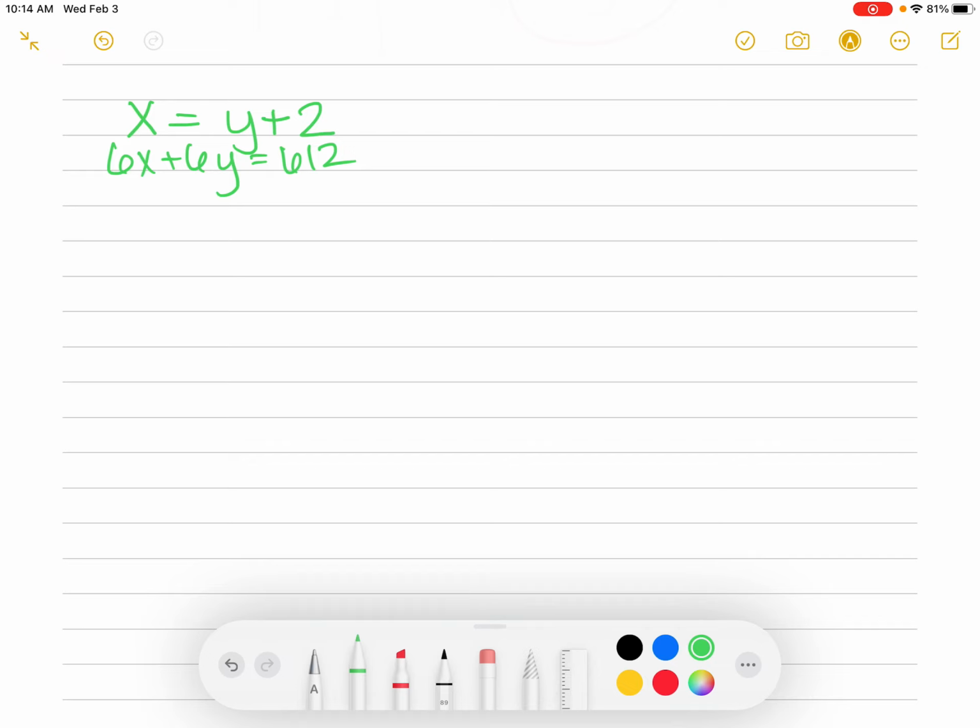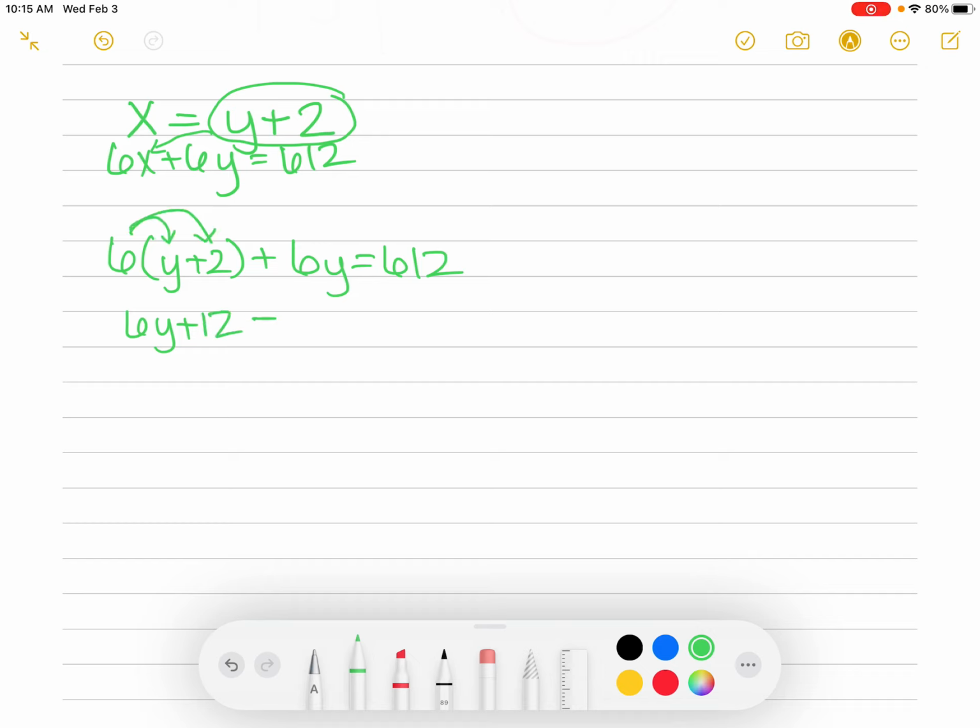Okay, now I can just solve this with systems of equations. I'm going to do substitution. We learned all the types last week, and now we're putting it into use with word problems. So I'm going to take what X equals and substitute it in for that X. I'm going to have 6 times (Y plus 2) plus 6Y equals 612. So now I'm going to do the distributive property, and I get 12Y plus 12 equals 612.